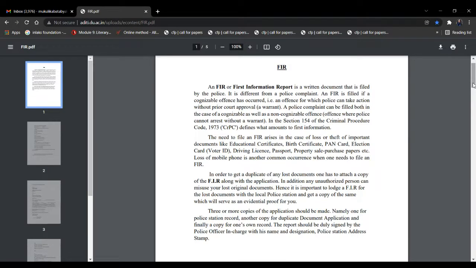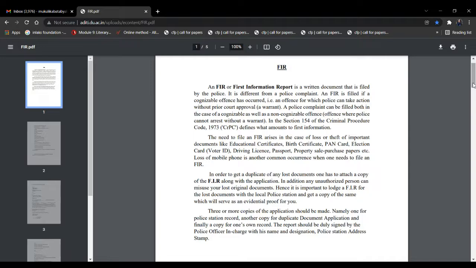An FIR, or First Information Report, is a written document that is filed by the police. It is different from a police complaint. Say you have a complaint and you go to a police station; this is what the police will first do. There is a slight difference between a police complaint and an FIR. The FIR is the first piece of document when the police is hearing you out.